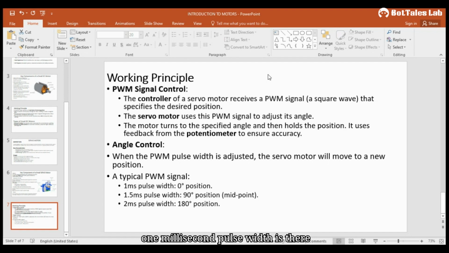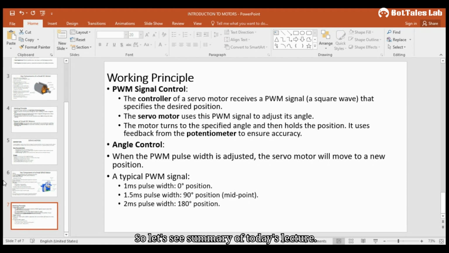If a 1 millisecond pulse width is there, it will rotate to 90 degree. If a 1.5 millisecond pulse is there, it will rotate to 180 degree. If a 2 millisecond pulse is there, and for 360-degree motion, it will be 4 milliseconds.